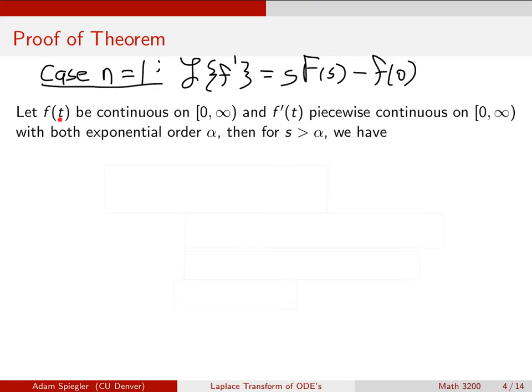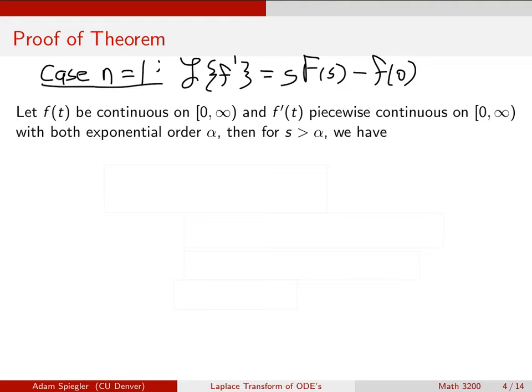So let's assume we've got our function f. It's continuous for non-negative values of t. So is its derivative. And we're going to assume that both of these functions, f and f prime, are of exponential order alpha, which we just discussed in the previous slide. So that means they are bounded by something that looks like c times e to the alpha t.